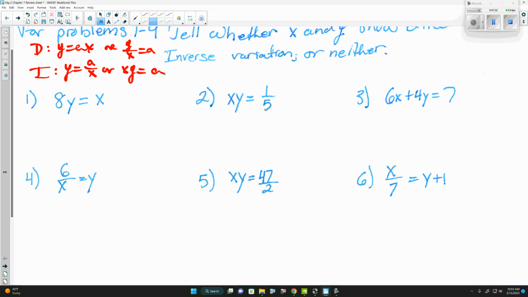And if we look at number 1, would that be direct or inverse? This here would be direct variation. Because 8 times y is equal to x, or we could rewrite this, we can divide both sides by 8 and say that y is equal to 1 over 8 times x. Number 2 would be what? Inverse.